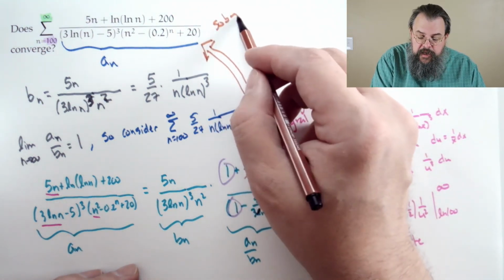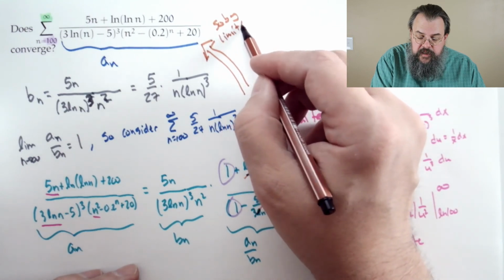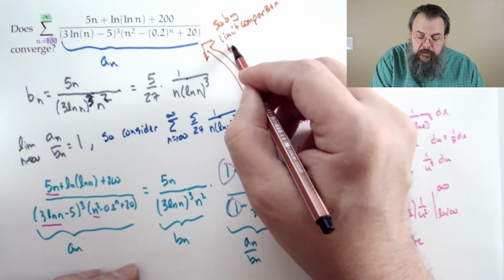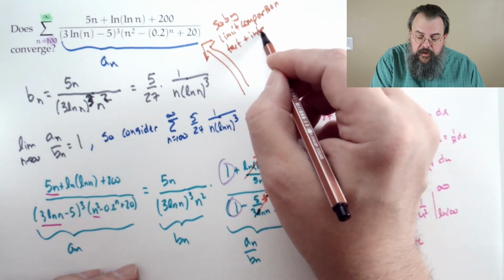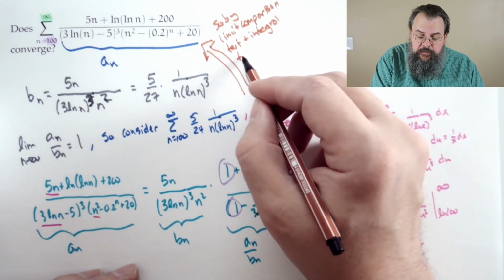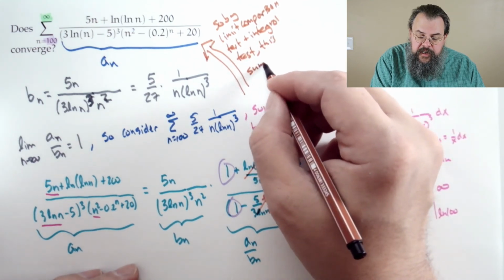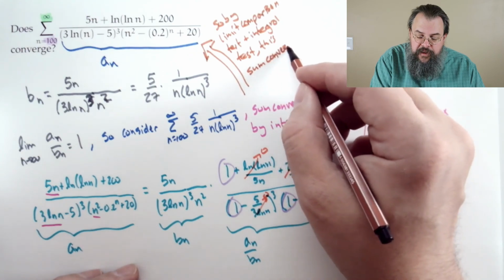So by limit comparison test, plus the integral test, this sum converges. Now notice we actually ended up using 2 tests.